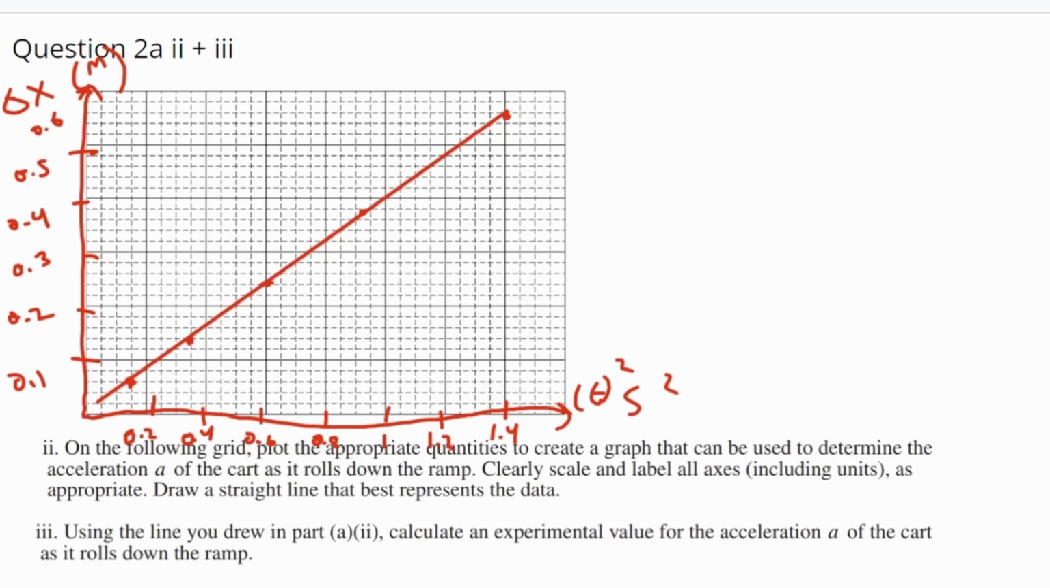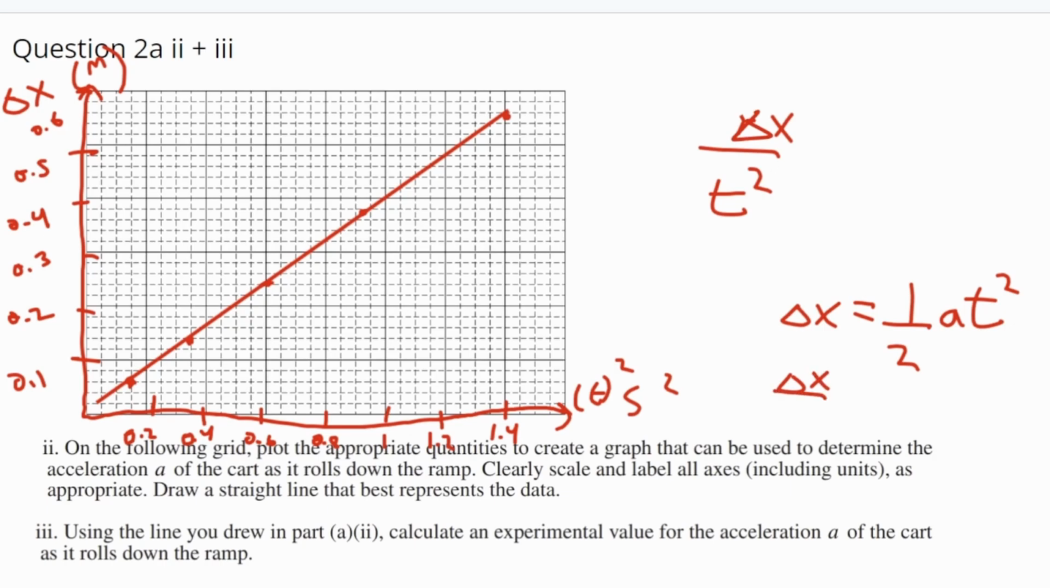And then if you want the slope of this line, we would be doing delta x over t squared as the slope, and we remember that delta x equals 1/2 a t squared. So delta x over t squared would equal 1/2 a.